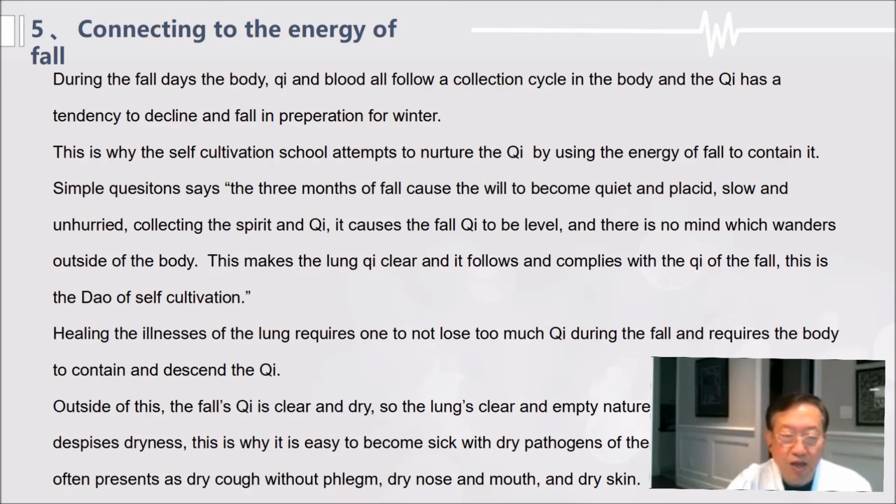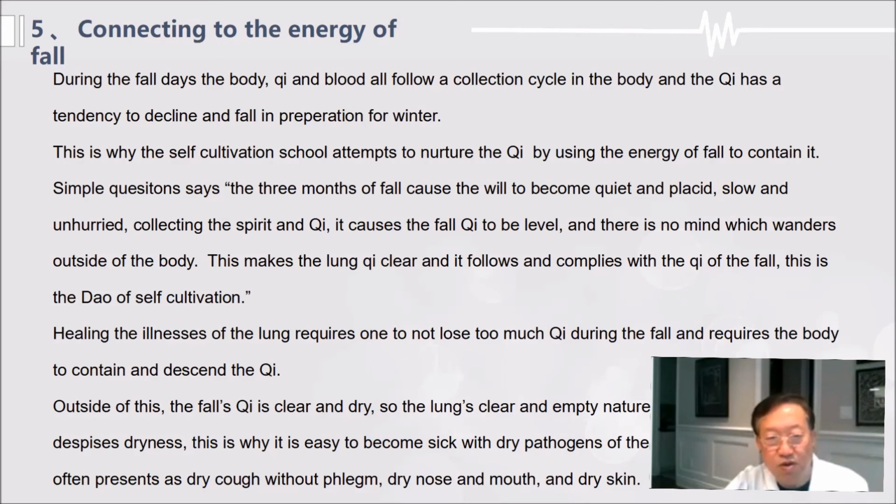Simple Question says, the 3 months of fall cause the will to become quiet and placid, slow and unhurried, collecting the spirit and qi. It causes the fall qi to be level, and there is no mind which wanders outside the body. This makes the lung qi clear and follows and complies with the qi of fall. This is the Tao of self-cultivation.